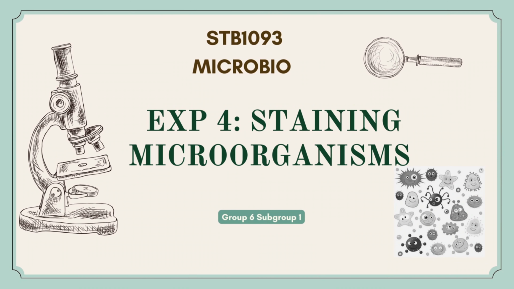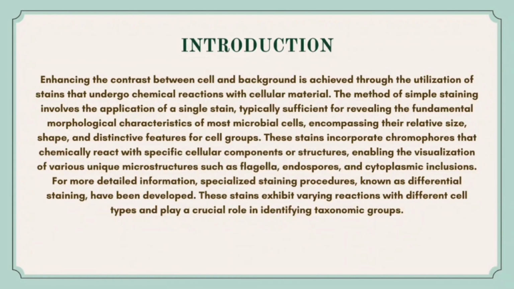STB1093 Microbiology. Experiment 4. Staining Microorganisms. Enhancing the contrast between cell and background is achieved through the utilization of stains that undergo chemical reactions with cellular material. The method of simple staining involves the application of a single stain.